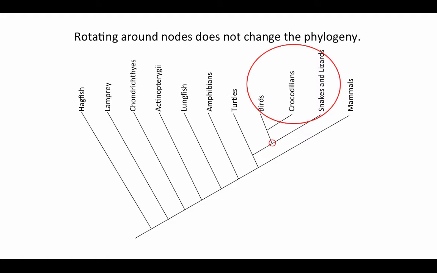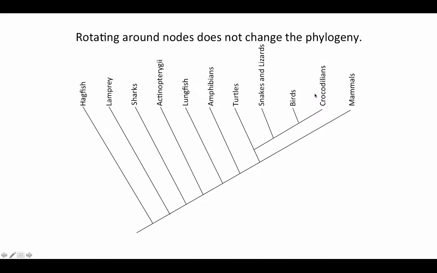We can look at deeper nodes, so now if we look at birds plus crocodilians plus snakes and lizards, we can rotate around that one. And now we have snakes and lizards here on the inside, birds and crocodilians.